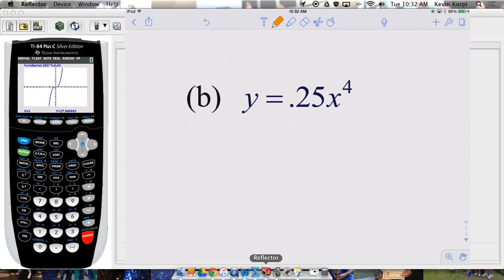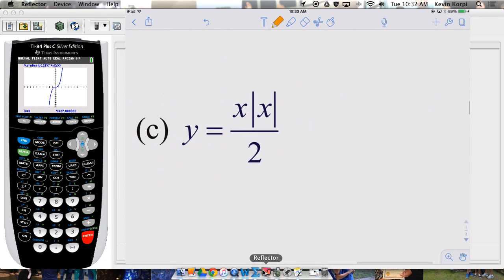What is the derivative of y equals 0.25 x to the fourth? It appears to be 1x cubed. Do you want to memorize that? You can. There's going to be a rule that we'll memorize later that will help you find that very, very quickly.